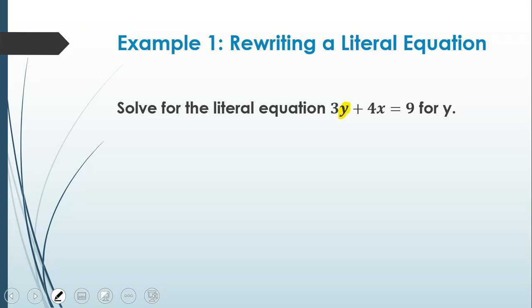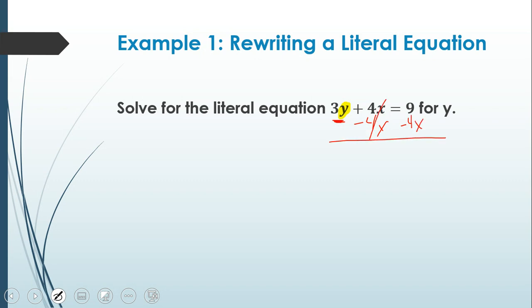So if we're isolating that y variable, we want to solve for y. We want to get everything else away from that y. So we'll use inverse operations to do that. And we'll deal with this y area last. So this whole y area, that'll be the last thing we deal with. So the first thing we're going to do is subtract 4x from both sides.